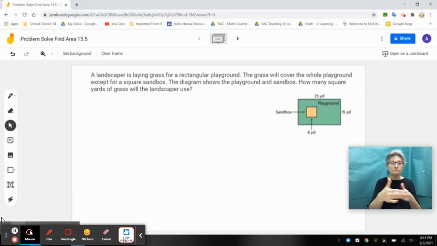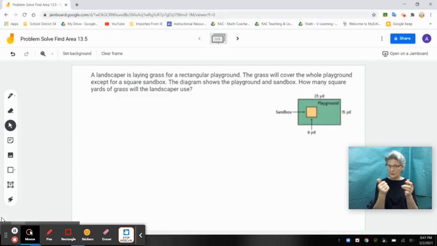Okay, so we're going to use this diagram to help us. We need to find out how many square yards of grass the landscaper will use. That's our goal. Now we have a lot of information that was shared with us. Here's what we understand now. The grass will cover the playground. The grass will not cover the sandbox. The length and width of the playground is 25 yards and 15 yards. The side length of the square sandbox is 6 yards.